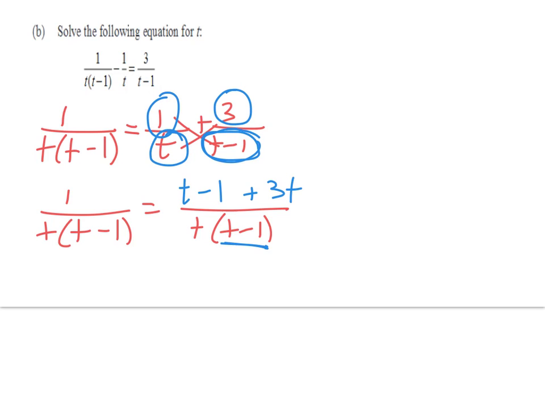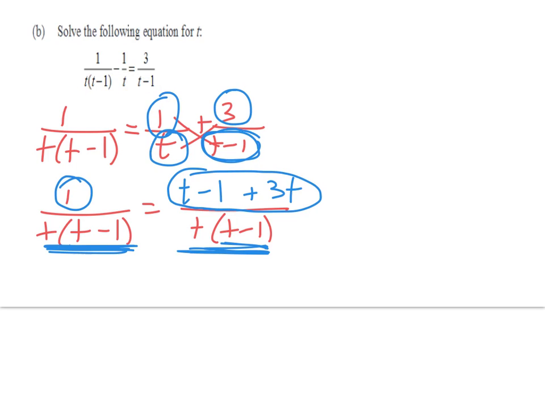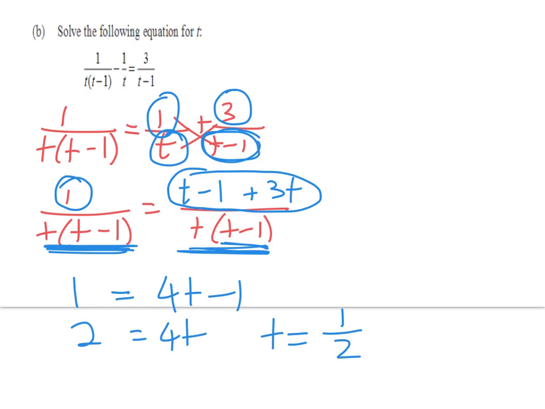Now if I take a look at this, I can see that I've got t over t minus 1 here and t over t minus 1 here. In which case, equating the two numerators is going to make the equation a true statement. Okay, so we have 1 is equal to 4t minus 1, 2 is equal to 4t, and t is equal to 1/2. All I have to check is that that's not going to get me in trouble with my fraction because I can't divide through by 0.